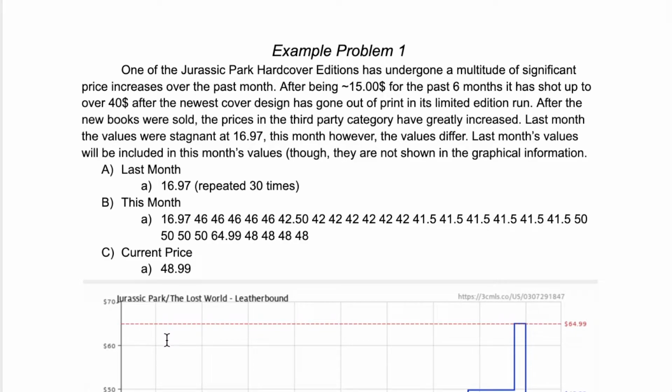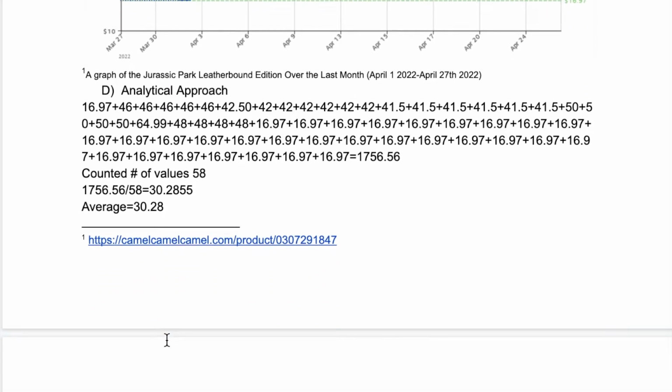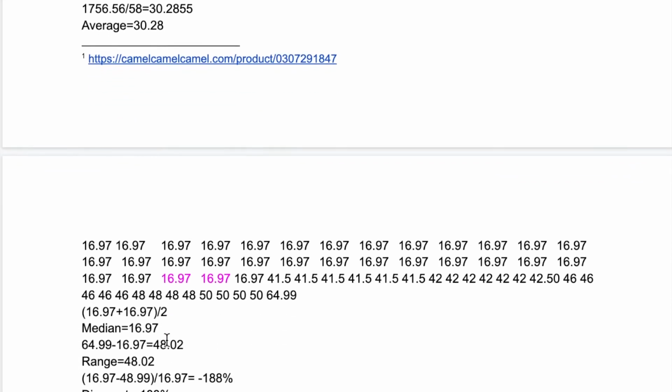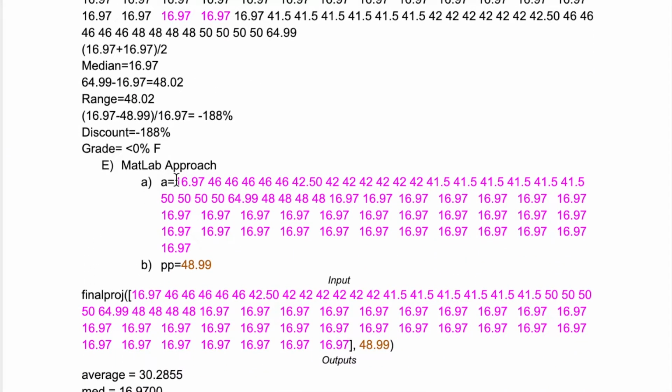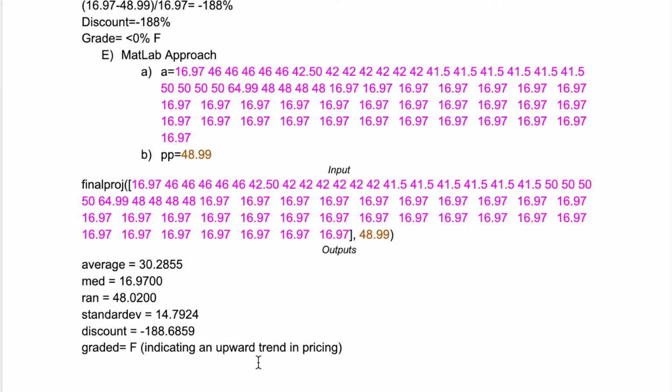Example 1 handles a particular Amazon listing over time for a Jurassic Park limited edition book that's undergone significant price increases over the last month since it's gone out of print recently. We're comparing the current price over the last 2 months. The sourcing for this data is cited in the footnote for the interested user, and the analytical approach really quickly gets long. On paper, this is even easier to get confused with, so the MATLAB approach is a lot more useful if you have it, because it's formatted in a very simple way and you can just put all your values in and it spits out all these outputs. You can see that the discount is graded as an F with a 188% price increase.